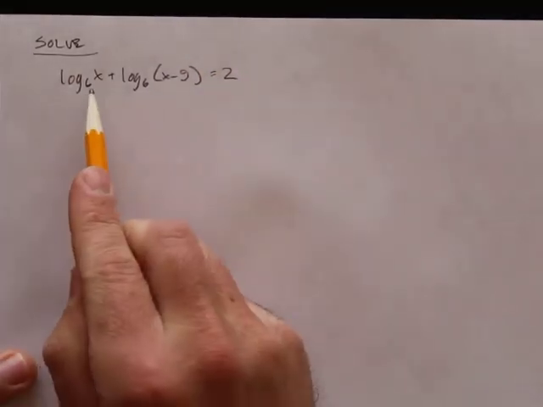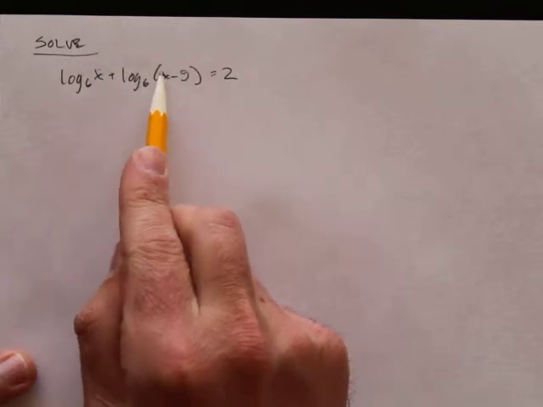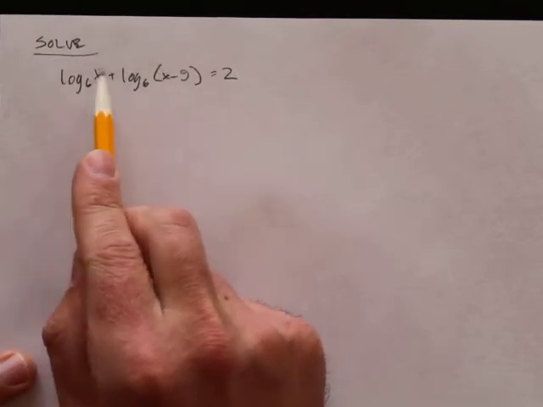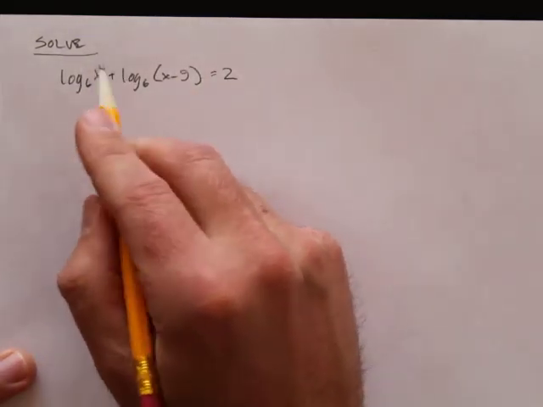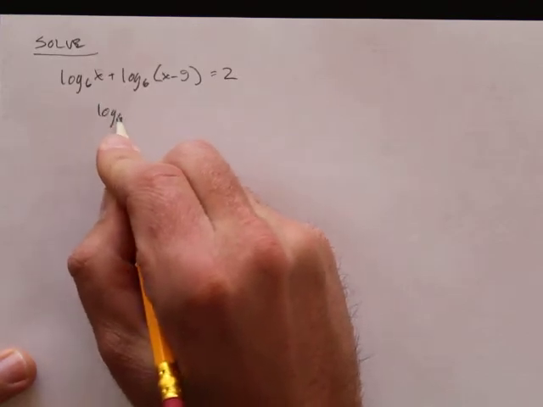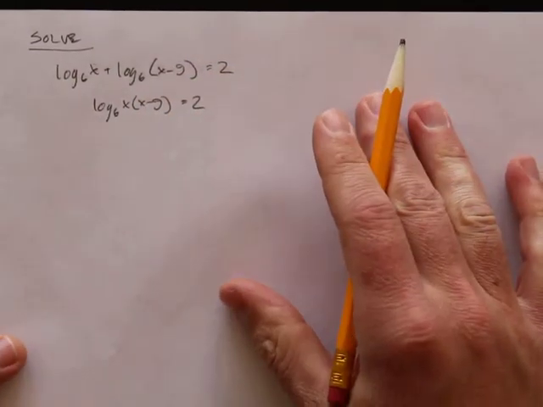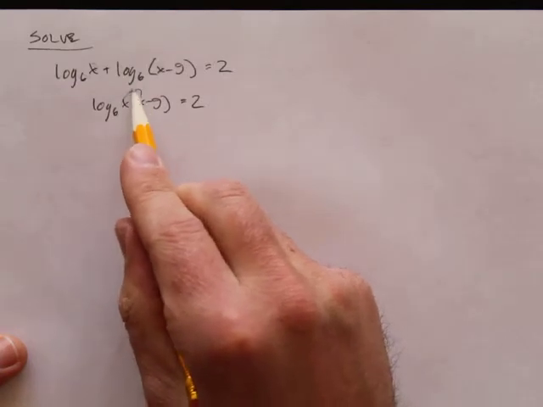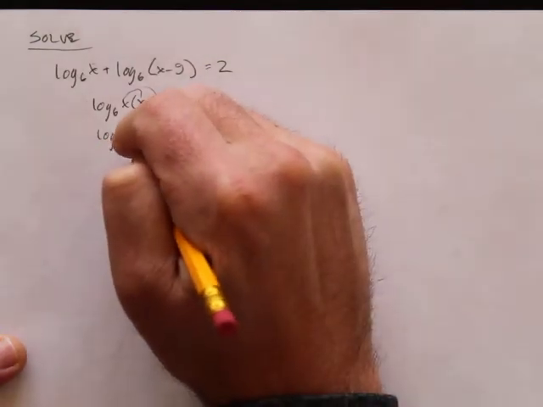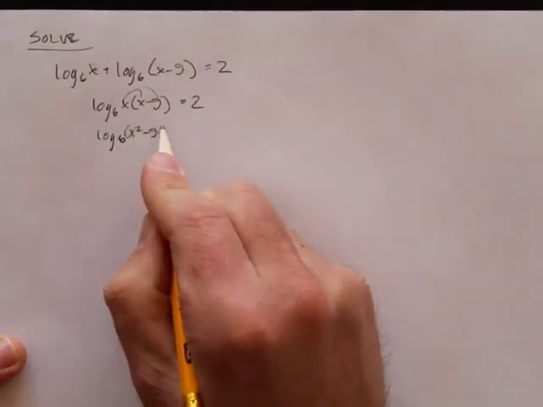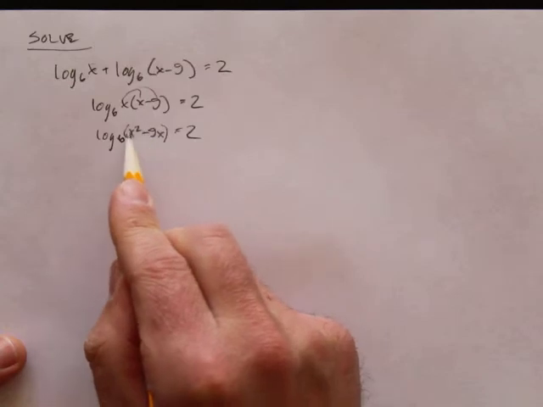So I'm going to use my product property. Notice I have the same bases here. And so I can multiply these two expressions. I can multiply x times x minus 9. So I'm going to rewrite it as log base 6 of x times x minus 9 equals 2. I'm going to ignore the 2 for right now. Now this x gets multiplied in here, so I have log base 6 of x squared minus 9x. So I'm going to put that in parentheses here. Equals 2, so that minus 9x is part of this log here. It's not somewhere else.